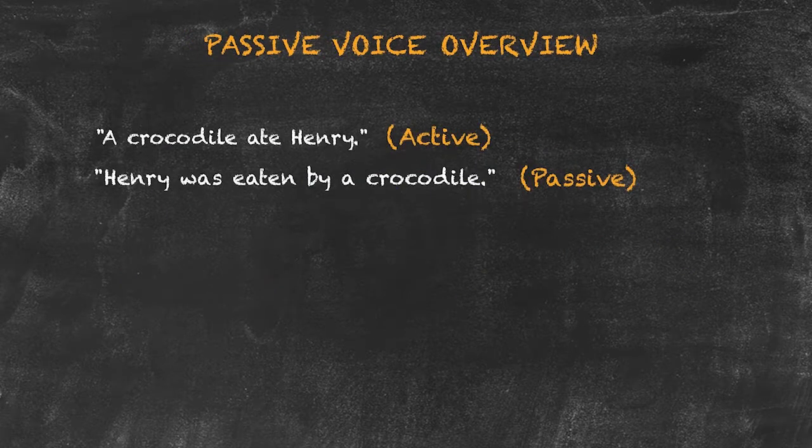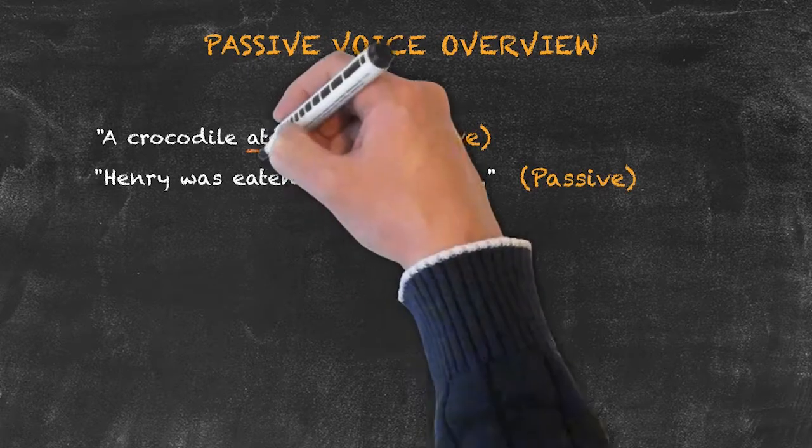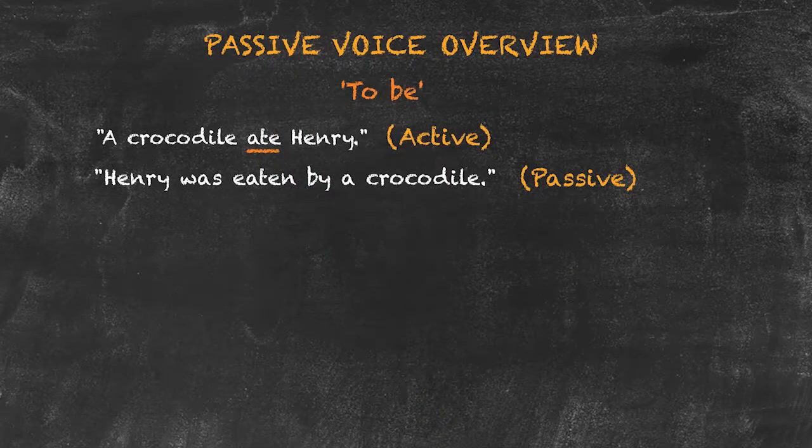The main problem for students using the passive voice is to put the verb to be into the correct tense. Our example, "A crocodile ate Henry," is in the past simple tense. The verb be in the passive voice sentence has to match that tense. So in the past simple, the verb be is was or were. Henry was eaten by a crocodile.